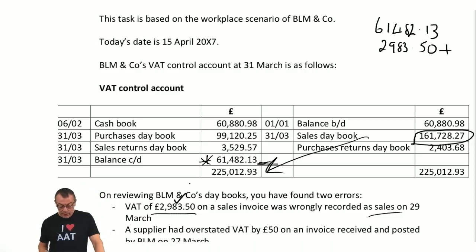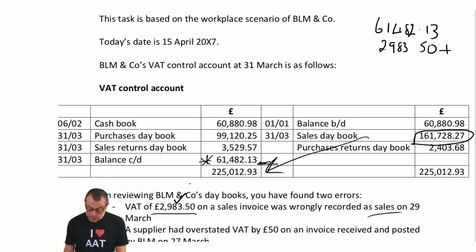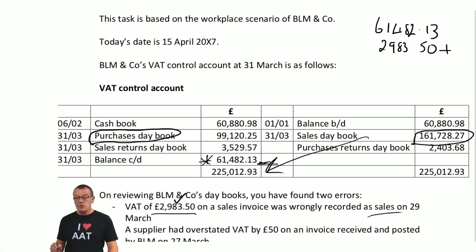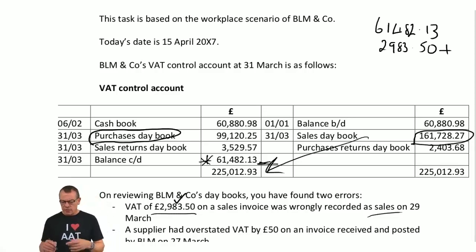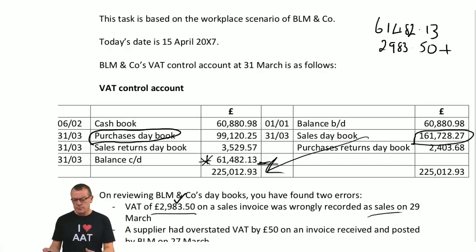Now, a supplier had overstated VAT by £50 on an invoice received and posted by BLM. So in this time, there's an invoice that's actually been received, so that would constitute a purchase. Now, if there's a purchase being made, the VAT for purchases is on the debit side, which is here, on the purchases day book. So the VAT is going to change that figure there. Okay? And that figure has been overstated, which means the VAT is in there twice. And it's therefore going to reduce that figure.